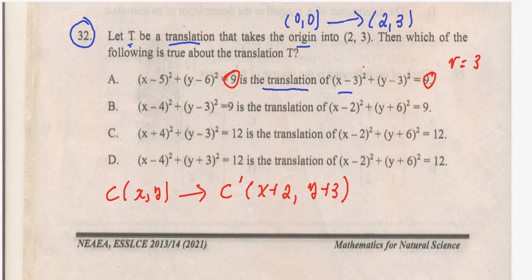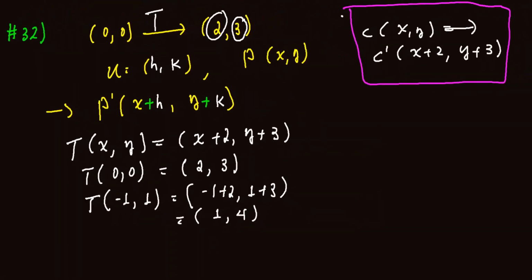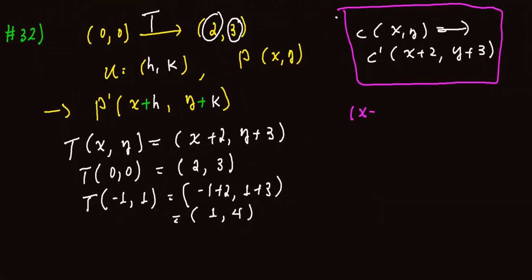The center of this circle is (3, 3), because in general a circle is given by (x - a) squared plus (y - b) squared equals the radius squared, where the center is given by the point (a, b).